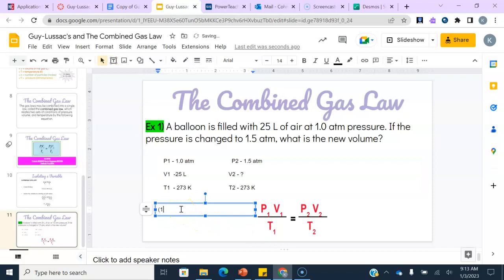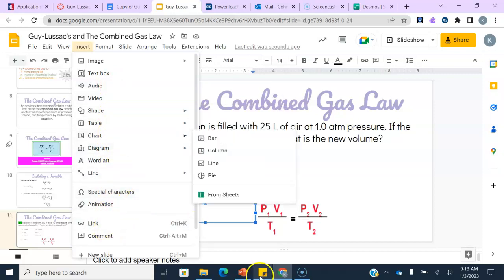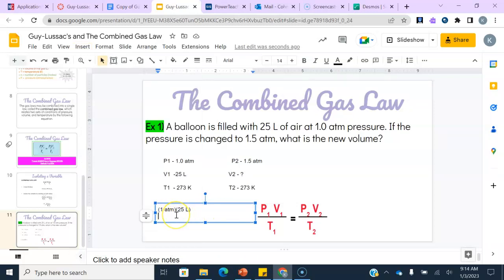Okay, so our pressure 1 is 1 atmosphere, and our volume 1 is 25 liters. I should have done this as an equation, but we'll be okay. All of that would be over our T1, which is 273 Kelvin, and that is equal to our pressure 2, which is 1.5 atmospheres, times our V2, which we're trying to figure out, all divided by our 273 Kelvin.